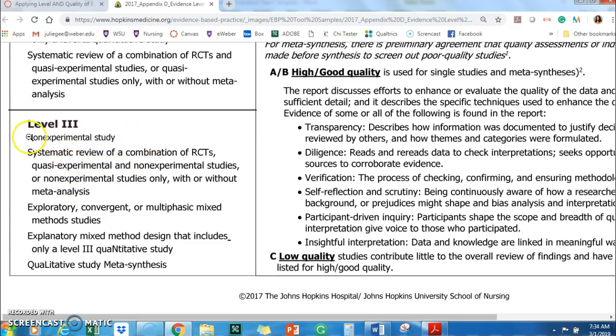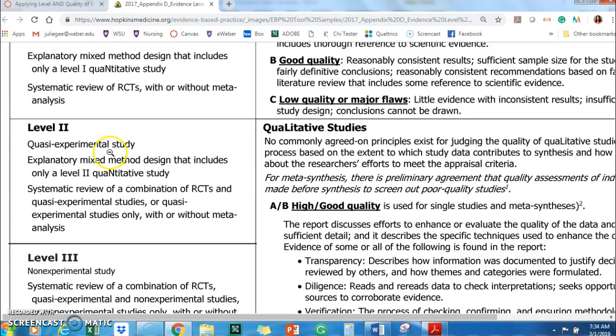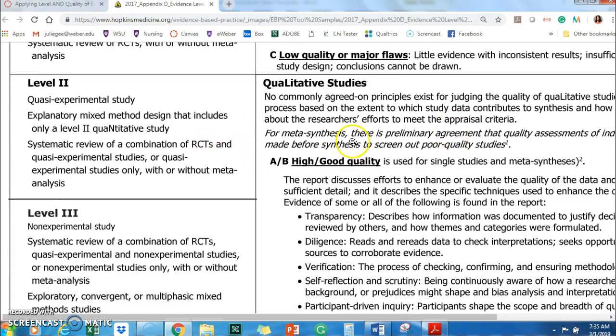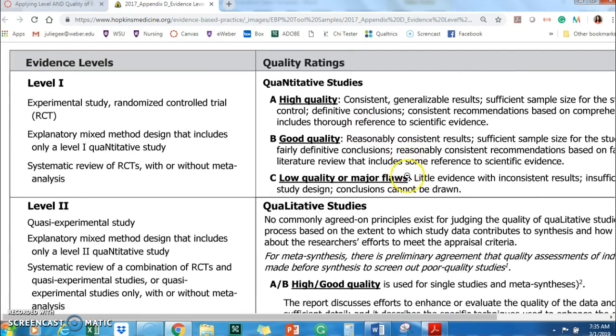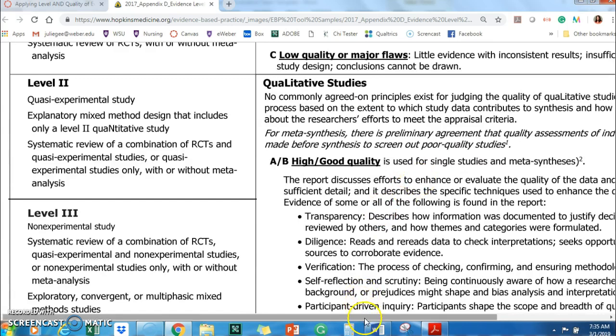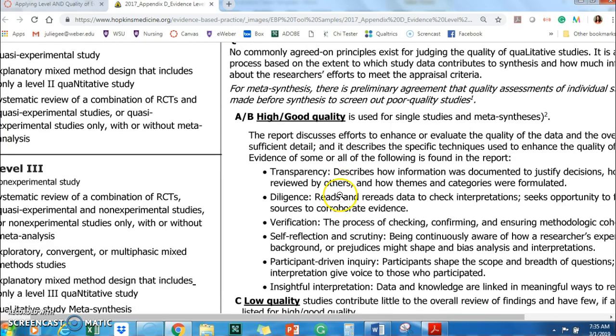It's a non-experimental study. Remember, non-experimental. Experimental means a randomized controlled study, or quasi at times too. It's a little bit different, but yeah. And then I gave it an AB because if you read through here, they did a really nice job of transparency, diligence, verification. They did a really nice job of explaining their whole data analysis. Okay, so that's all I have for the qualitative, and I will post the article as well.